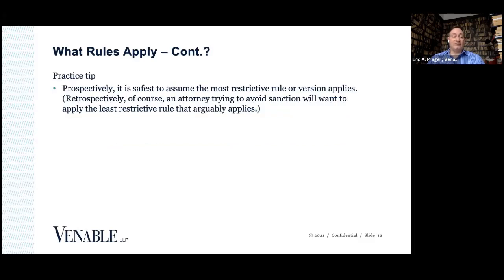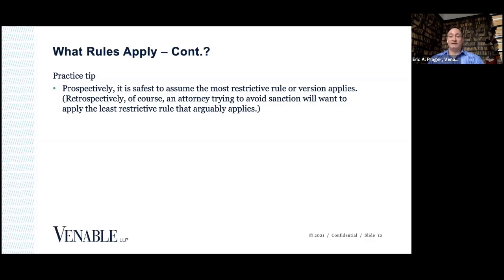So as a practice tip, prospectively, if you are in a situation where there's a possibility that more than one rule set might apply, you should assume that the most restrictive rule set applies, the one that is most likely to prohibit the conduct, because if you go with the more permissive rule set, you may be coming up short on the more restrictive rule, obviously. So that's why it's important to think about these issues and make sure that you govern your conduct accordingly.